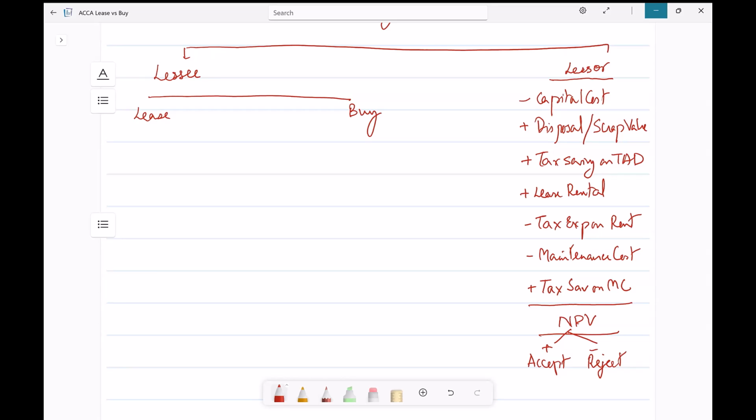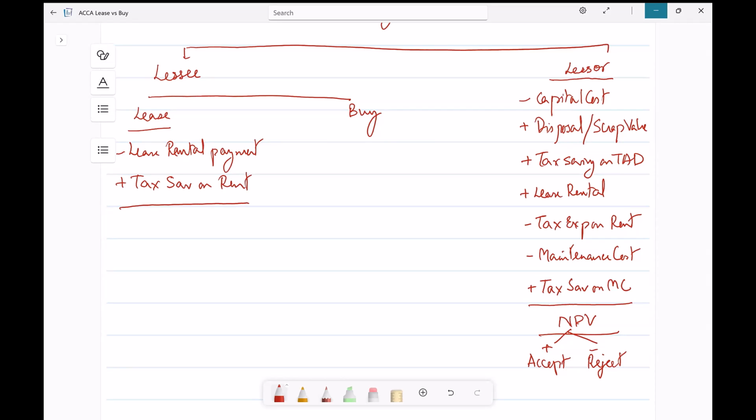But instead of the lease rental receipt, this person, the lessee, is going to pay the rent. So it's going to be the lease rental payment. And on that lease rental payment, it's an expense, so we're going to have the tax benefit or tax savings on the rent. When we find the present value of these cash flows, it is called the present value of the leasing option.